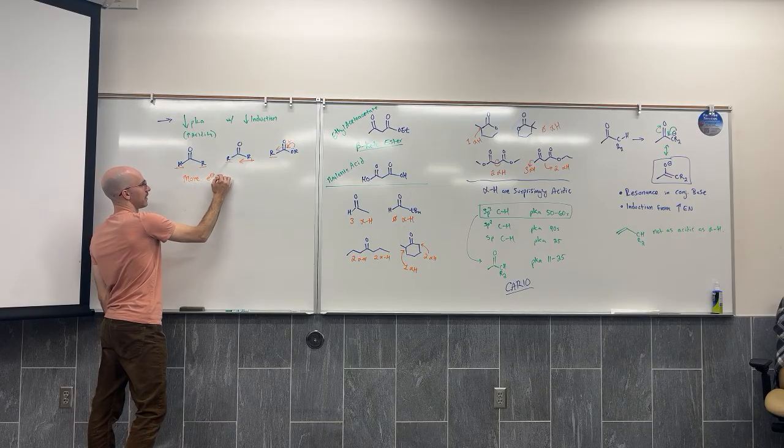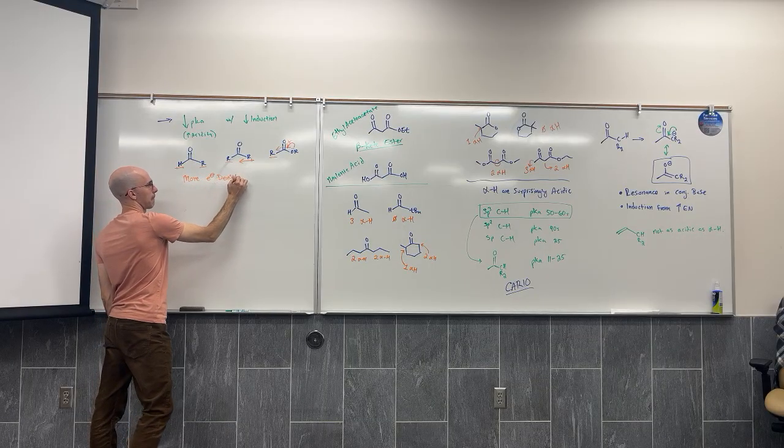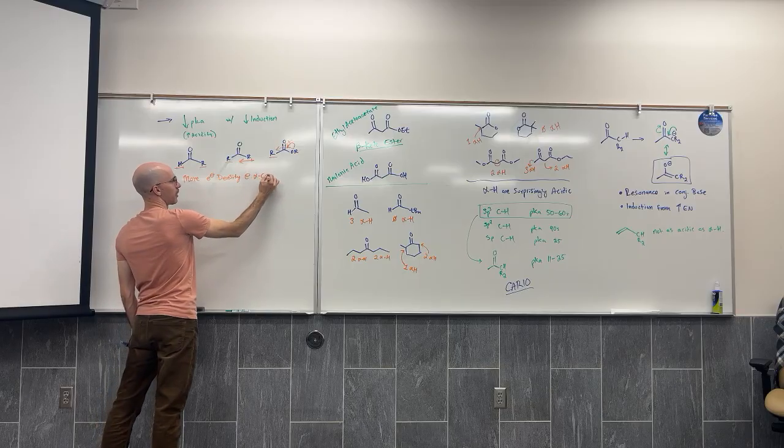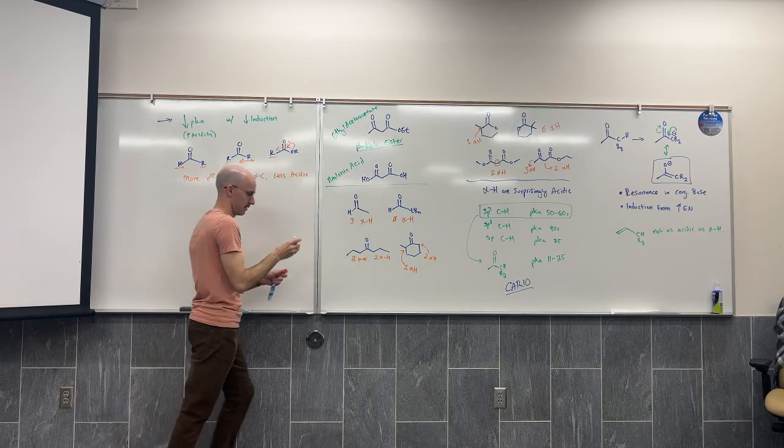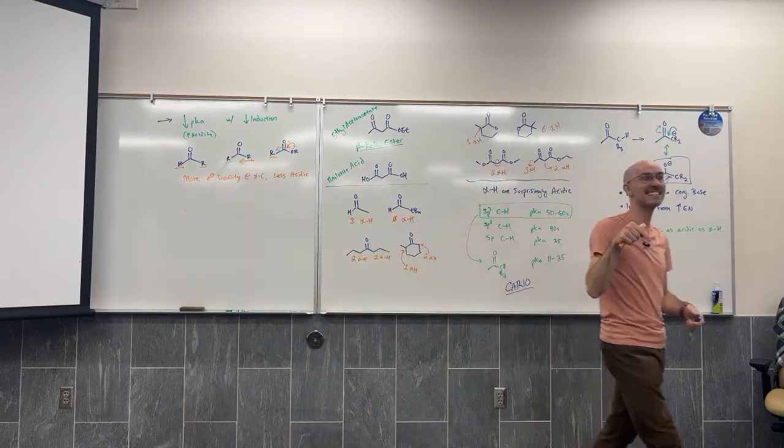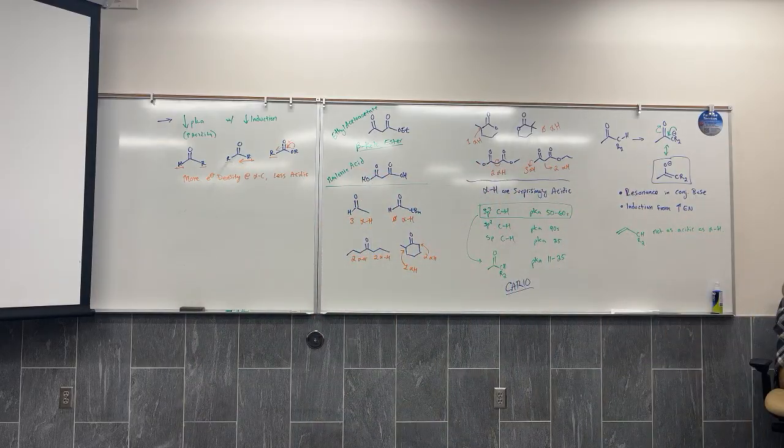More electron density at the alpha carbon, less acidic. Less electron density at the alpha carbon, more acidic. We see better acidity with less of this induction.